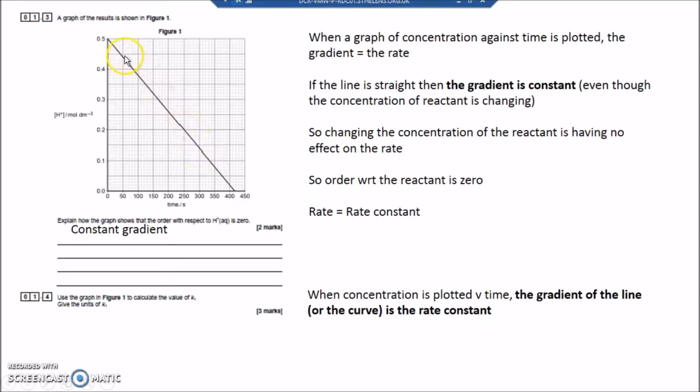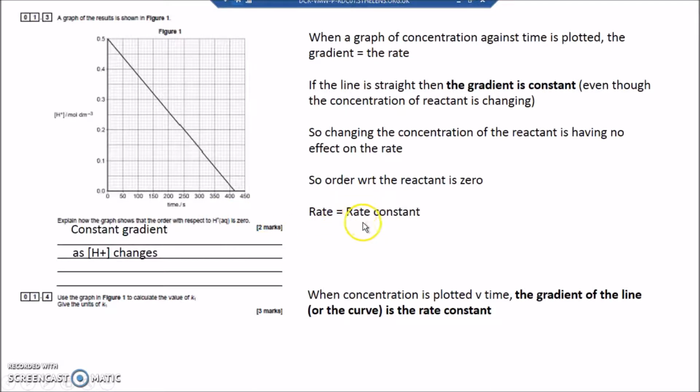You get a straight line on this graph. If you had a curve, you'd take a tangent to the curve and measure the gradient. We've got a straight line, so the gradient is staying the same throughout, it's remaining constant. Now the gradient is the rate, so the rate is staying constant as the H+ changes, and therefore the rate isn't changing. So that means that the order with respect to H+ is 0. Changing the concentration of H+ has no effect on the rate.